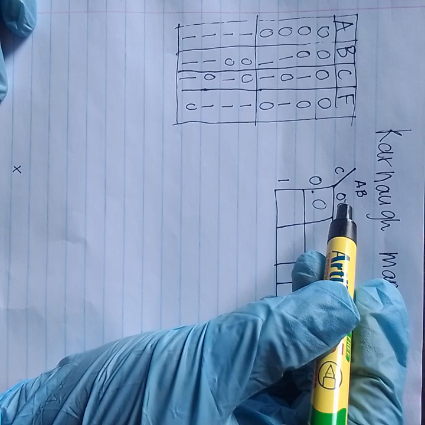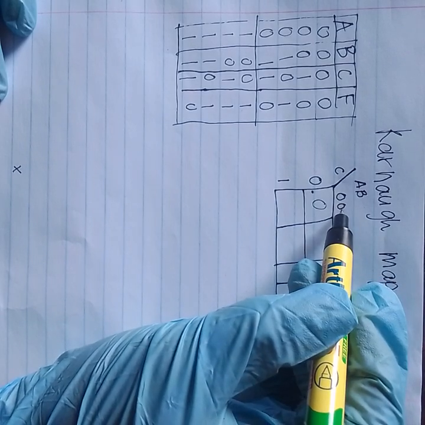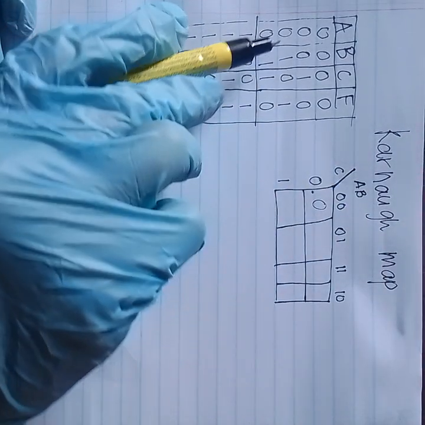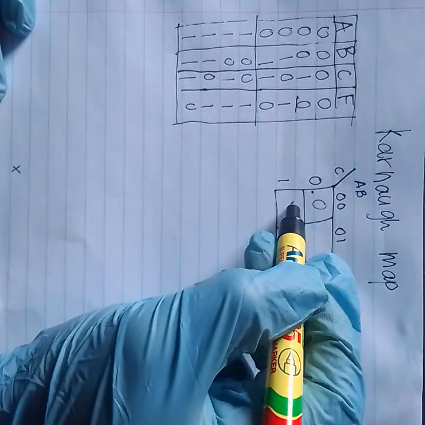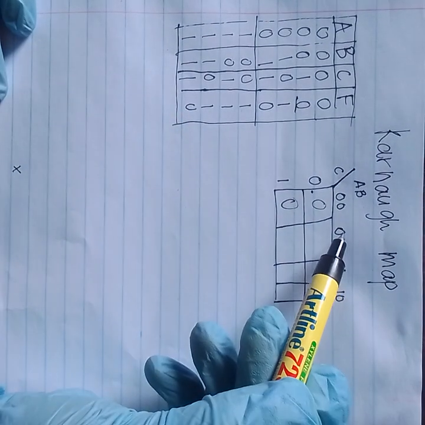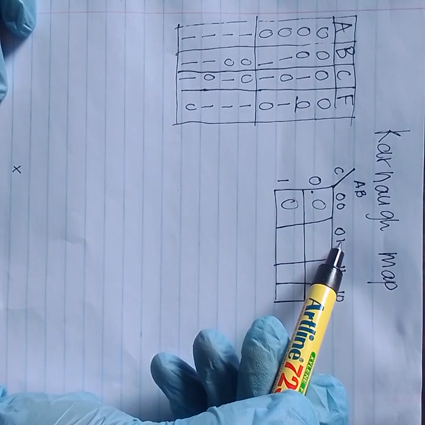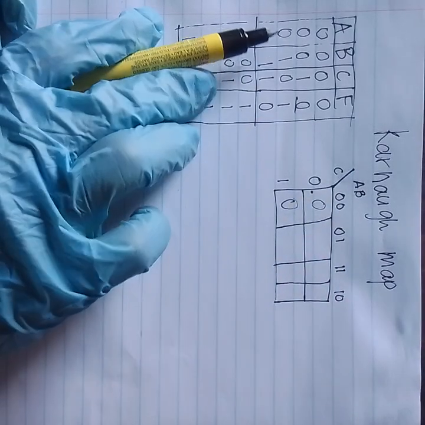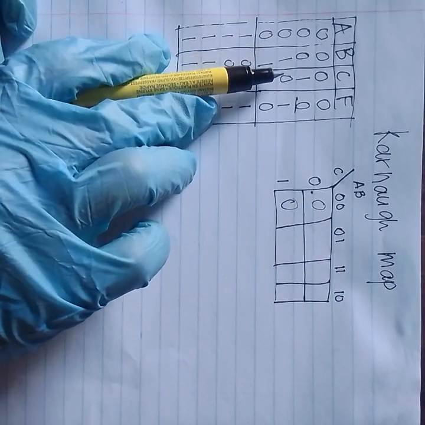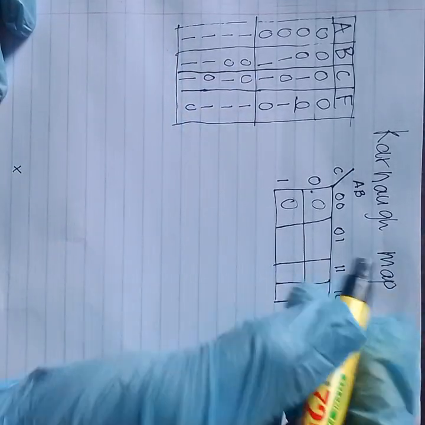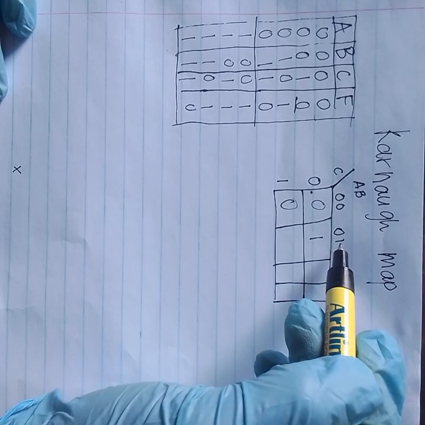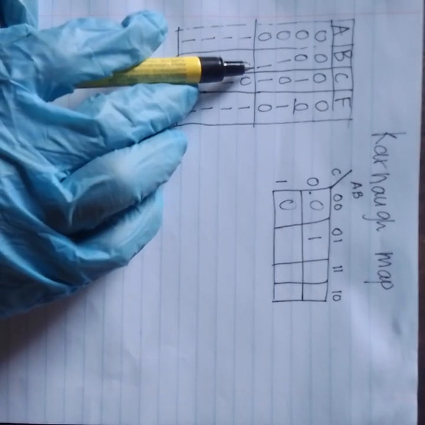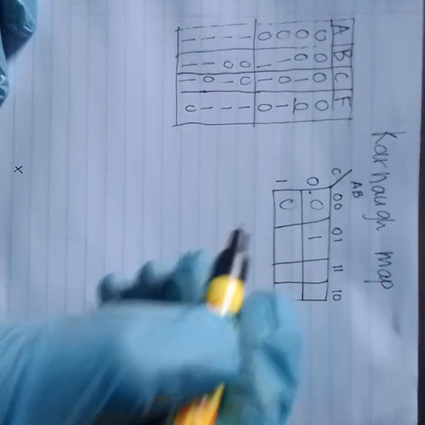When A is 0, B is 0 and C is 1, the output is 0. Is this one? When A is 0, B is 1 and C is 0, output is 1. When A is 0, B is 1 and C is 1, the output is 0.